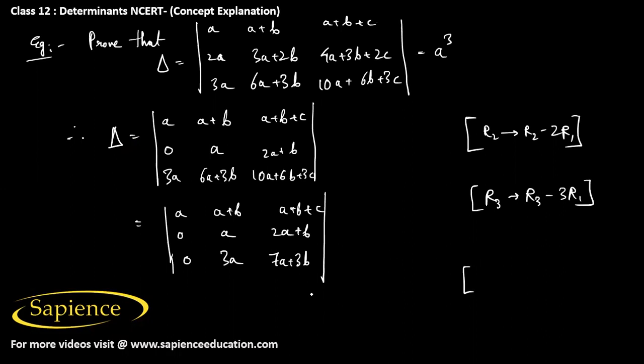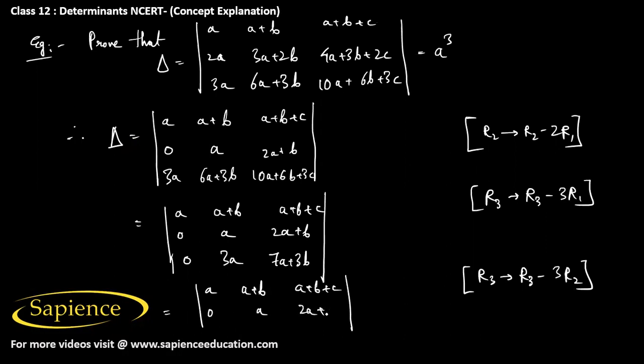Then if we apply the row operation R3 goes to R3 minus 3R2, then from row 3 we have to subtract 3 times the elements in row 2. So this will be a plus b, and then a plus b plus c. The determinant of this will be 0, a, 2a plus b, and this will be 0, 3a minus 3a, that will be 0. 7a plus 3b minus 6a minus 3b, so this will be a.